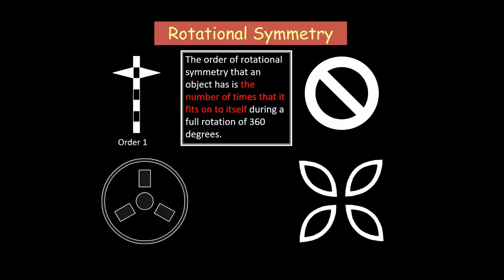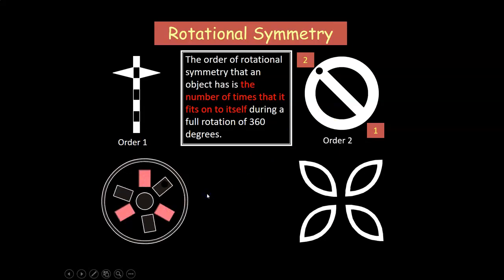You see, when I spin that shape around, it only fits on top of itself once. In this shape, I'm just going to pop a spot there so I know where the beginning is. I can rotate it like this, it fits exactly on top of itself there, and then again when we've gone all of the way around. So that's why it's order 2.